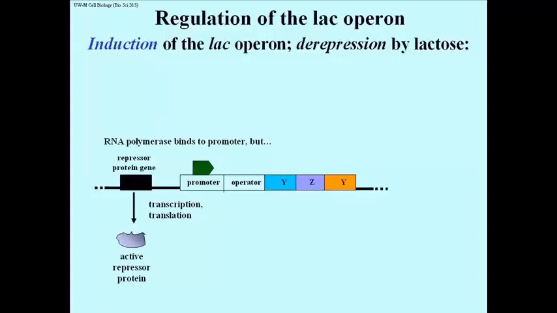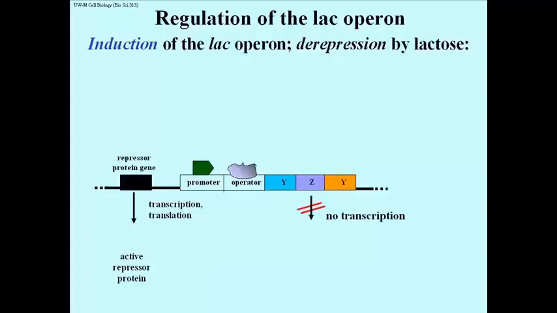But instead, there is a gene called the repressor protein gene, or the I gene that I mentioned a moment ago. The protein that it codes for is an active repressor protein, and now we'll see when it is transcribed and translated. It sits on the operator and literally blocks movement of the RNA polymerase past its binding site on the promoter, and so you get no transcription. That means this operon will be inactive most of the time. When will it be active? It will be active when there's lactose around.